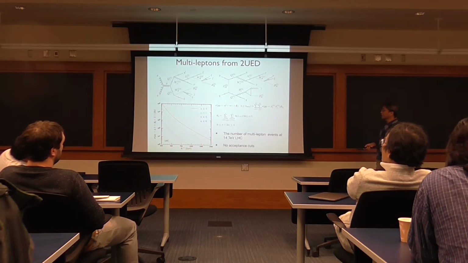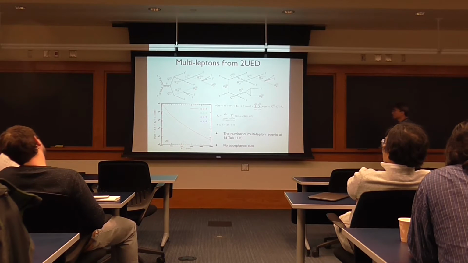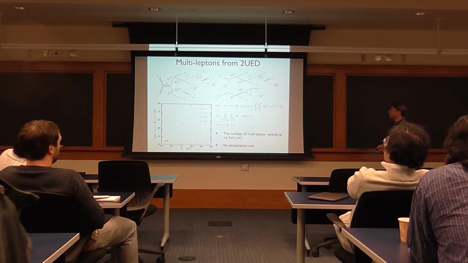Multi-leptons as a function of this parameter, 1 over R. You can actually get a lot of leptons. Although this is the pentomon, look at these numbers. So this guy actually gives you lots of leptons. Maybe you can look for 3 or 4 leptons. You can even get up to 6 leptons.